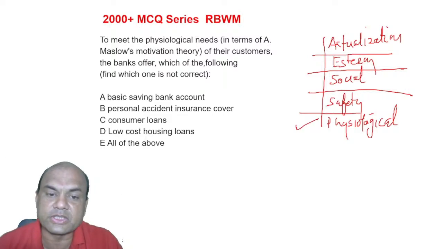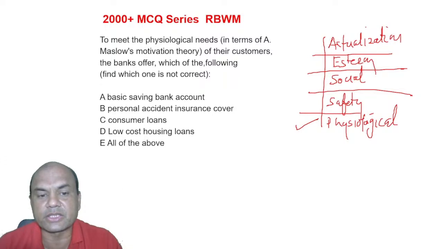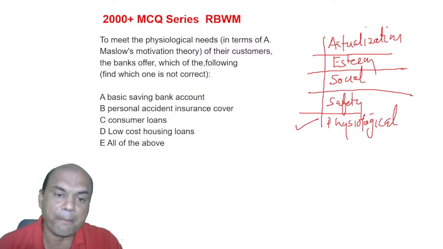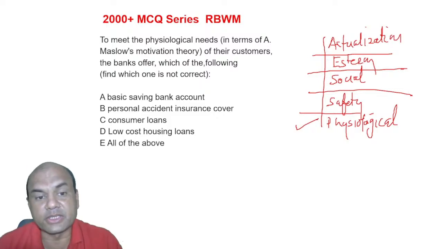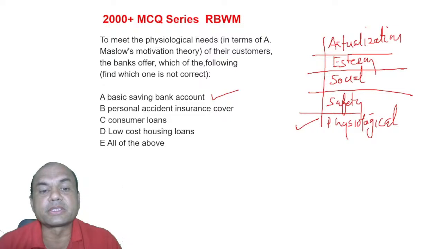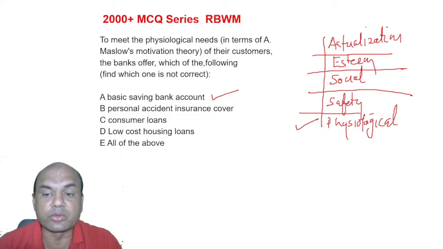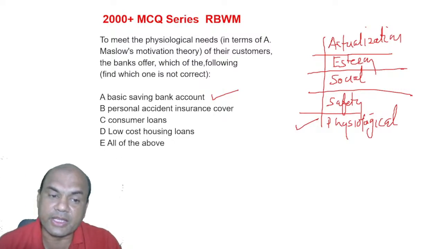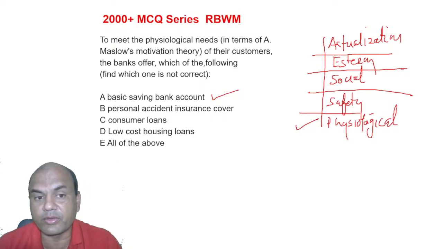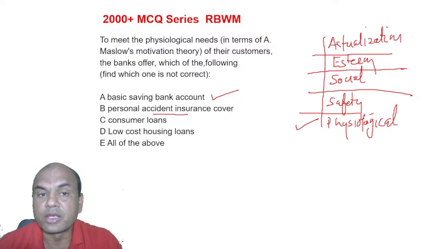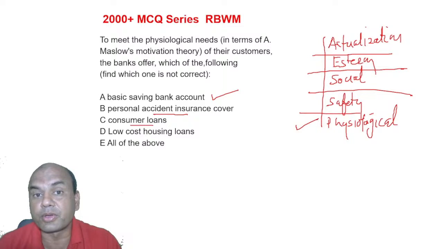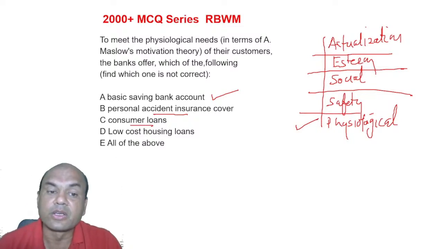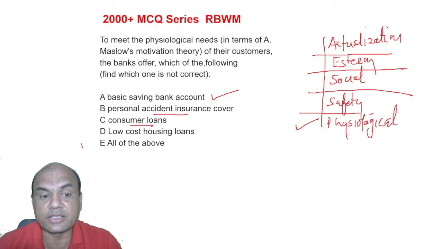So to cover this basic physiological level: BSBA, basic savings bank account, personal accident insurance cover, consumer loans, low cost housing loans, and all of the above. So what is it for? BSBA is there definitely. Then personal accident insurance cover, consumer loans, and low cost housing loans. And E is all of the above. So which will the physiological person be covered by? With the present government, we are having this accident cover insurance also for them, low cost. We are having consumer loans also for them, because nowadays consumer loans have also been designed for that cost. Low cost housing is also there. Okay, so the answer is E, all of the above.